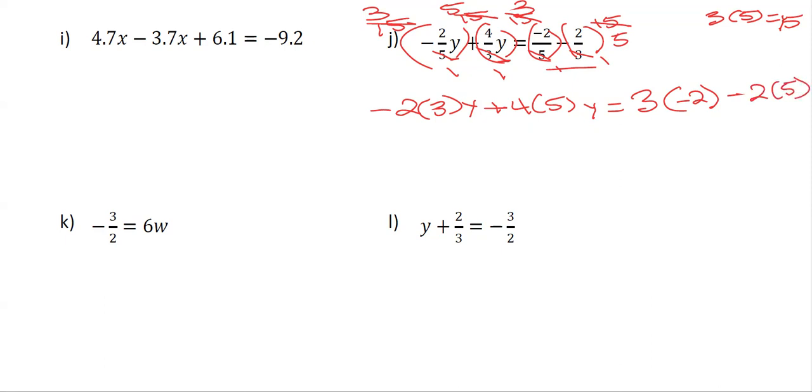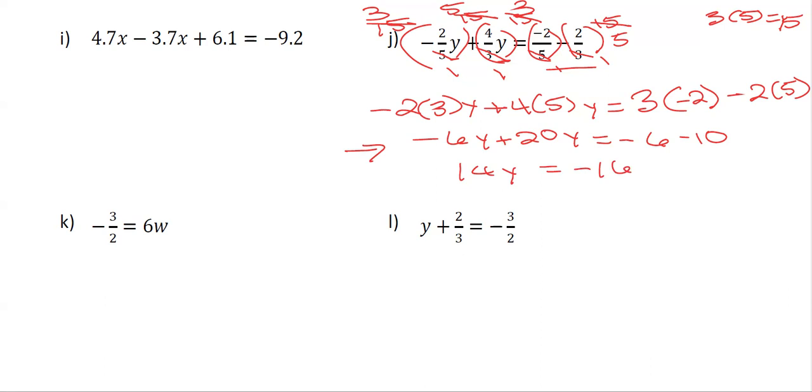So let's multiply. -2 times +3 is -6y. +4 times +5 is 20y. 3 times -2 is -6, and minus 2 times 5 is 10. Now let's put together our like terms. On this side here, I have a +20 minus 6 gives me 14y. I have -6 minus 10 gives me -16.